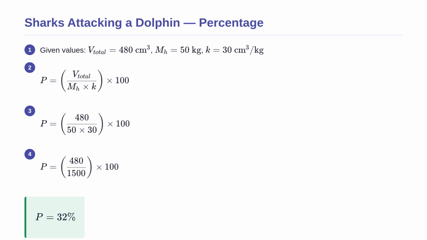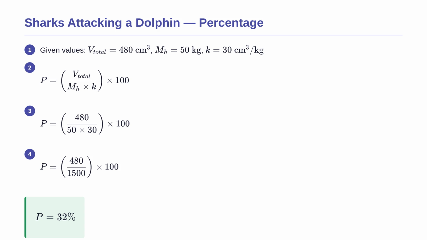480 cubic centimeters is a significant amount of tissue damage. To understand how life-threatening this is, we must compare it to the young dolphin's mass of 50 kilograms. The tissue constant here is 30 cubic centimeters per kilogram. We place 480 directly into the numerator of our percentage formula. In the denominator, we multiply 50 by 30, giving a total vulnerable tissue volume of 1,500 cubic centimeters.